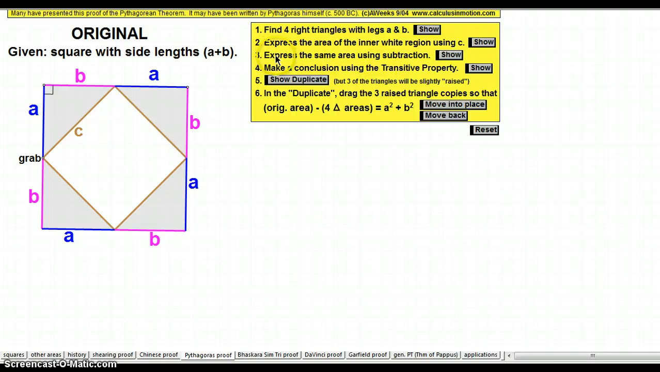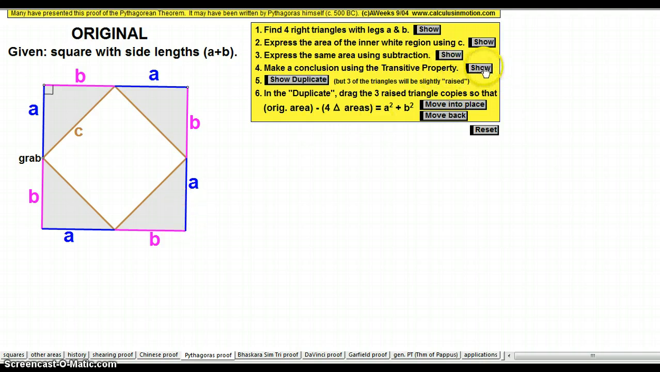Then he said, well, let's look at it backwards. What if we express the same area but using subtraction? If I take this area here, the way I got it was by taking the entire area of this big square we started with, and what do I have to take away?